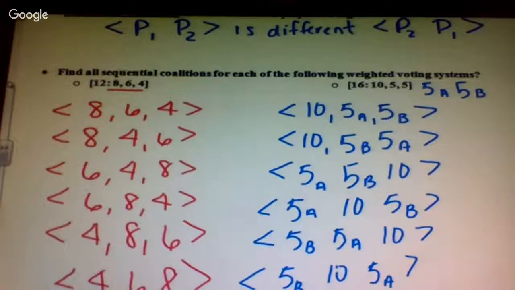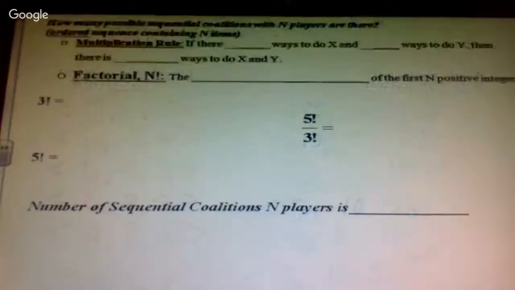So when I say order matters, that means it matters who I put in first place, second place, or third place. Okay? So each one of these had 6 sequential coalitions. We find that by using a factorial button.